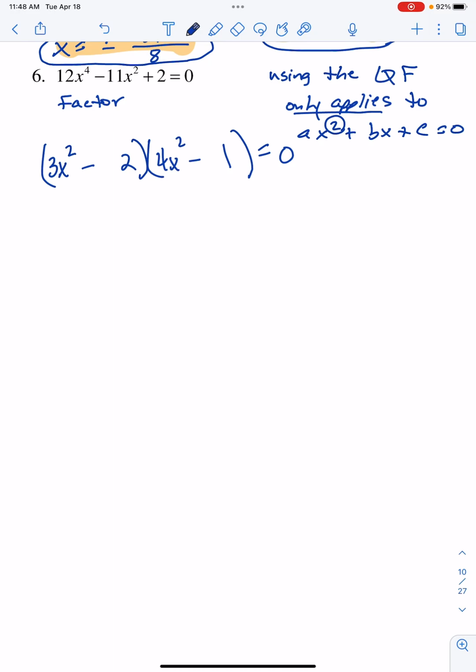We get -11. Now I'm going to see if either one of these factor again by looking for a difference of squares. The first one, 3 and 2, those are not difference of squares. So this one does not factor again. That doesn't mean we can't finish solving it, it just doesn't factor. 4 and 1, those are both perfect squares, so this one factors again. So we get 2x plus 1, 2x minus 1.